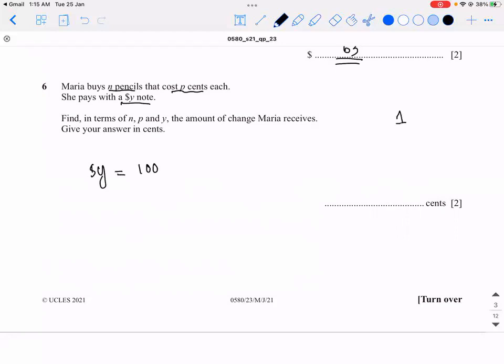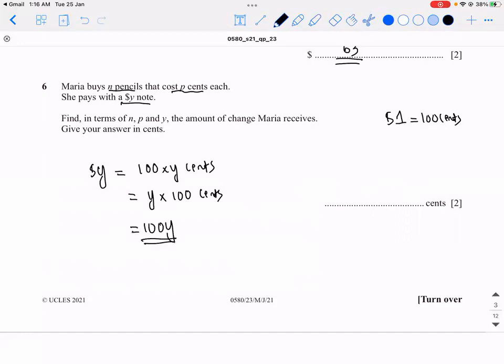Because $1 is actually 100 cents. Am I right? Therefore, Y dollars would be 100 multiplied by Y cents, right? So it means Y followed by the 100, correct? Y followed by the 100 cents. So we can write it simply as 100Y, right?